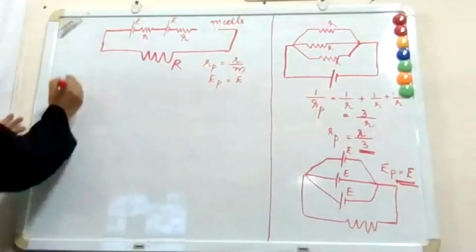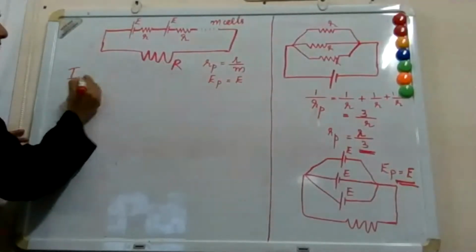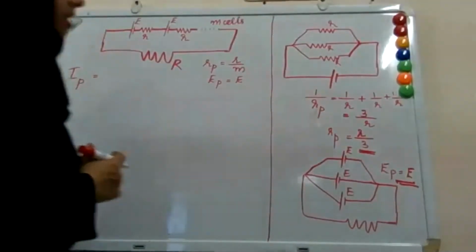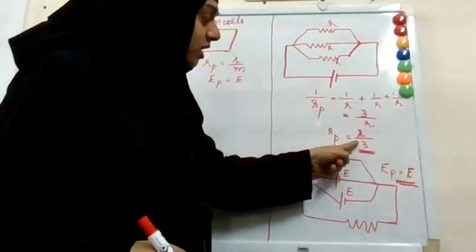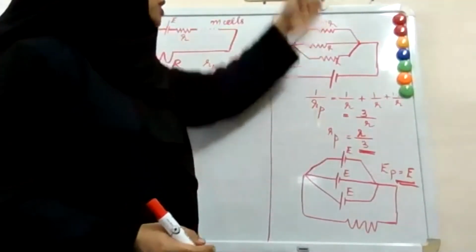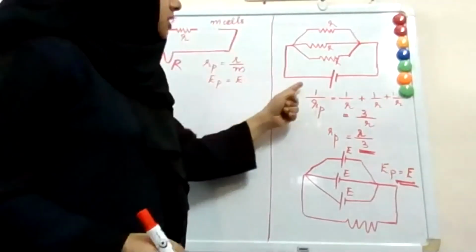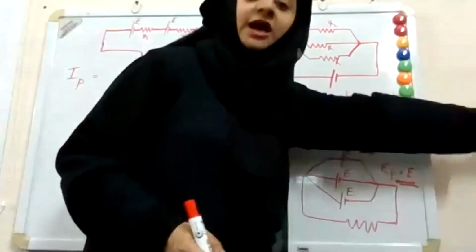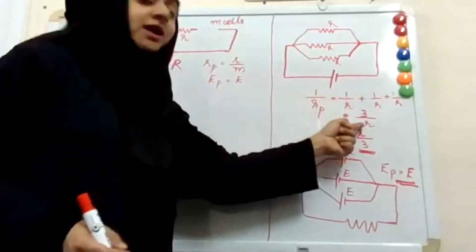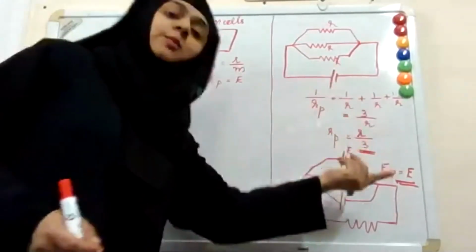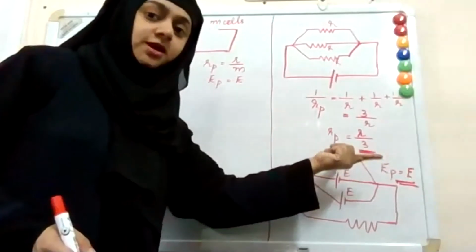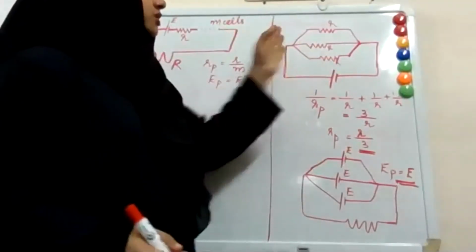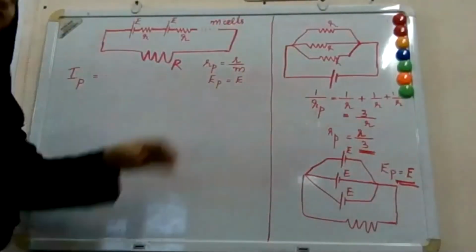Now let us use these values in the formula. How is RP equal to R by M? If there are 3 cells connected, you get R by 3. If instead of 3 there were M resistors, then 1 by RP will be 1 by R plus 1 by R, etc., up to 1 by R, M times. So you will get M by R, or RP will be equal to R by M. Is it clear? We extend, but instead of 3, there are M, so that we can come up with a general formula.